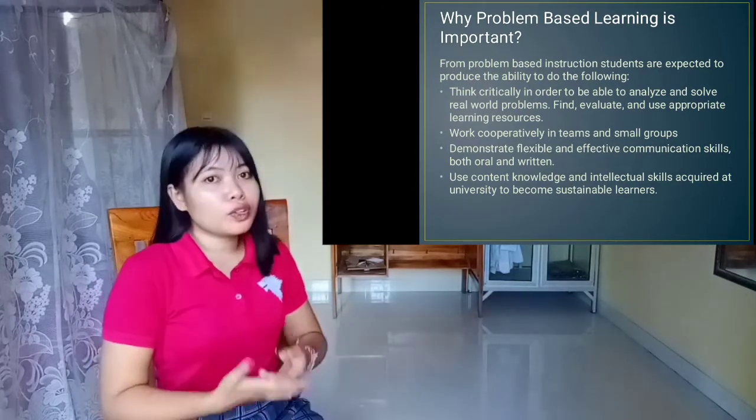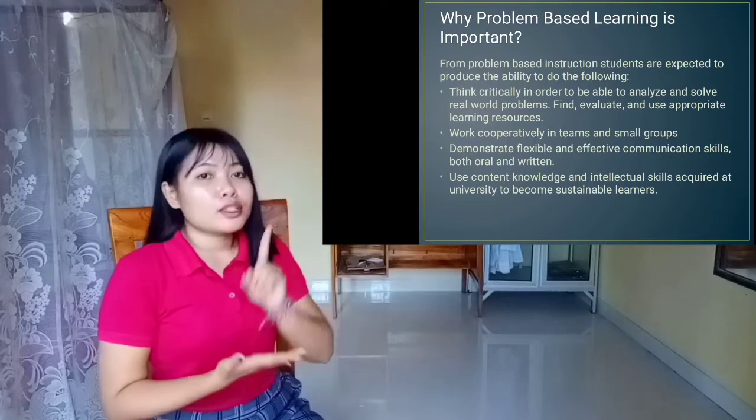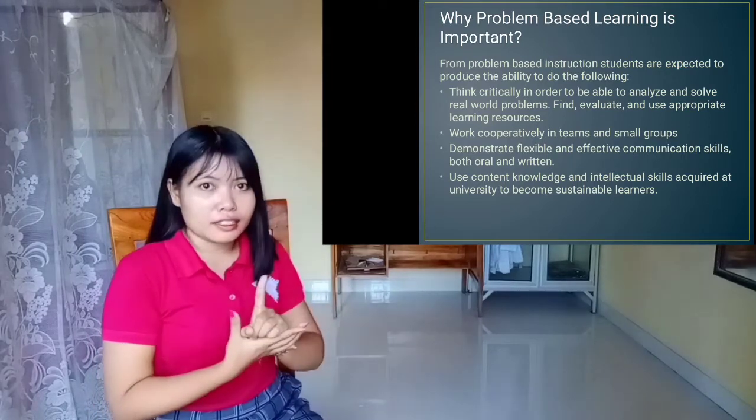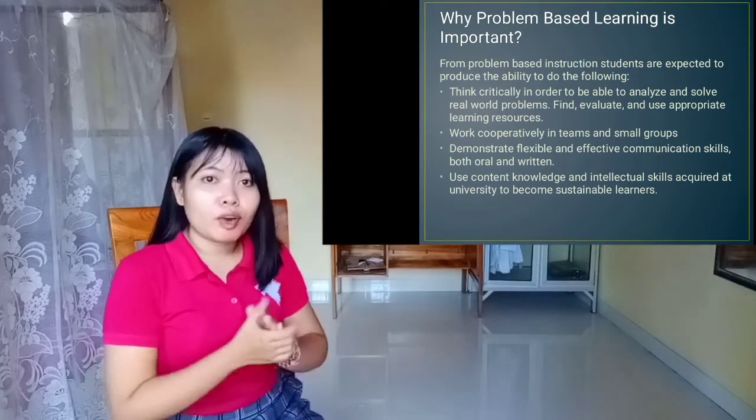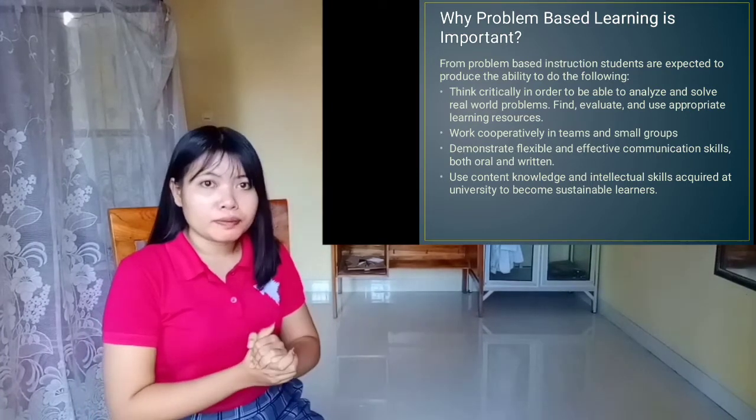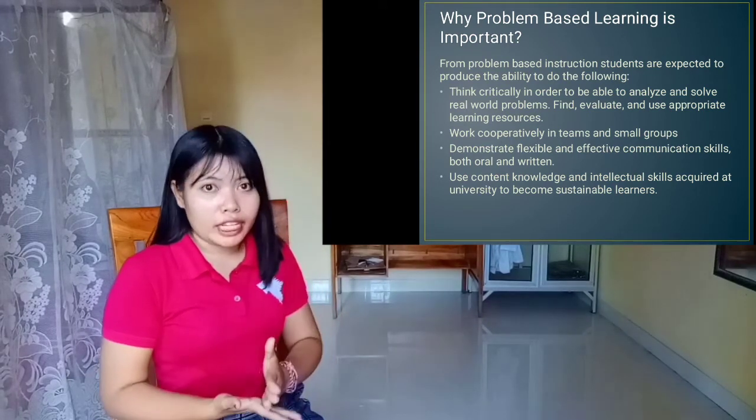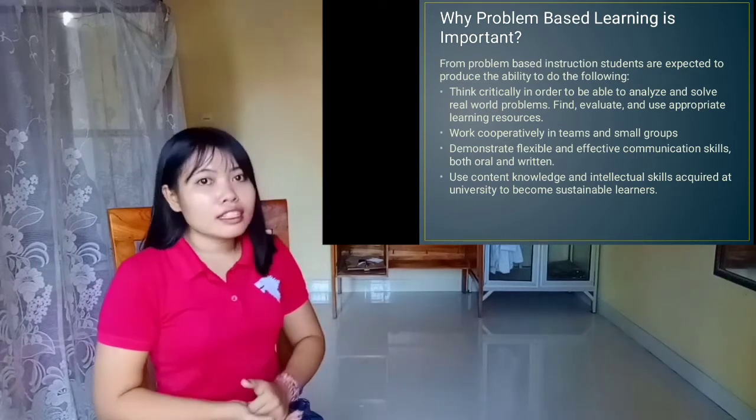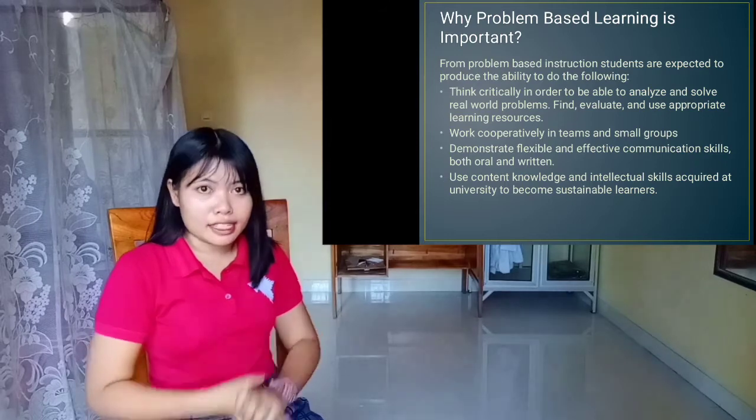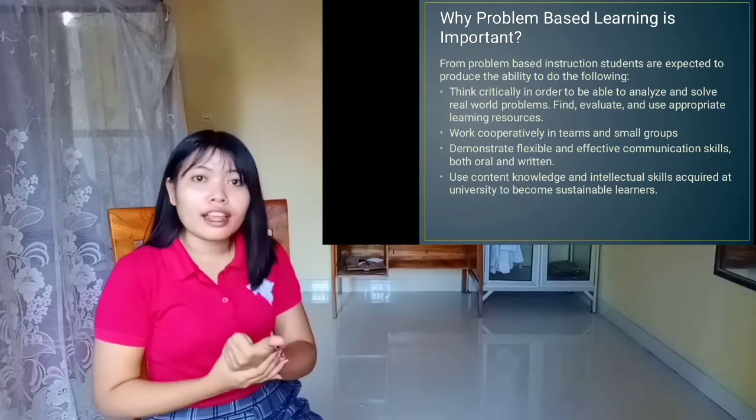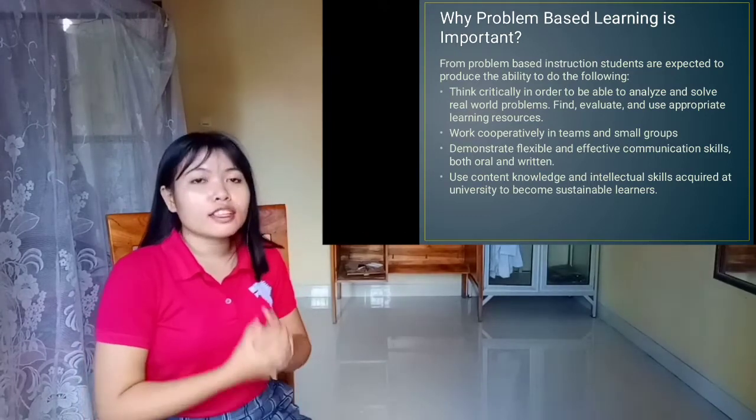In problem-based learning, students are expected to be able to do several things. The first one is student has critical thinking. In critical thinking, students can analyze the problem and solve the problem. The second one is students can work cooperatively in a team or in a small group. Or a student has effective communication skill, both oral and written. The last is use content knowledge and intellectual skill.